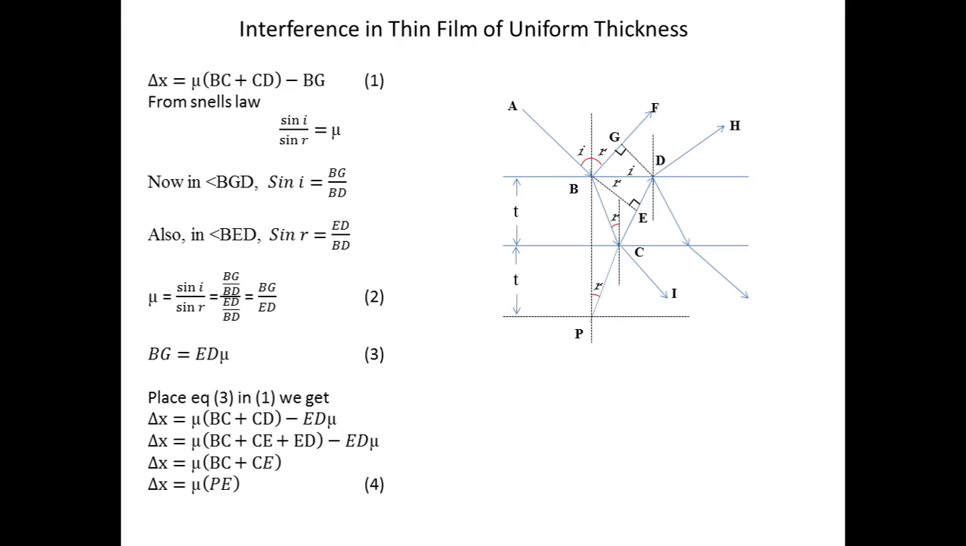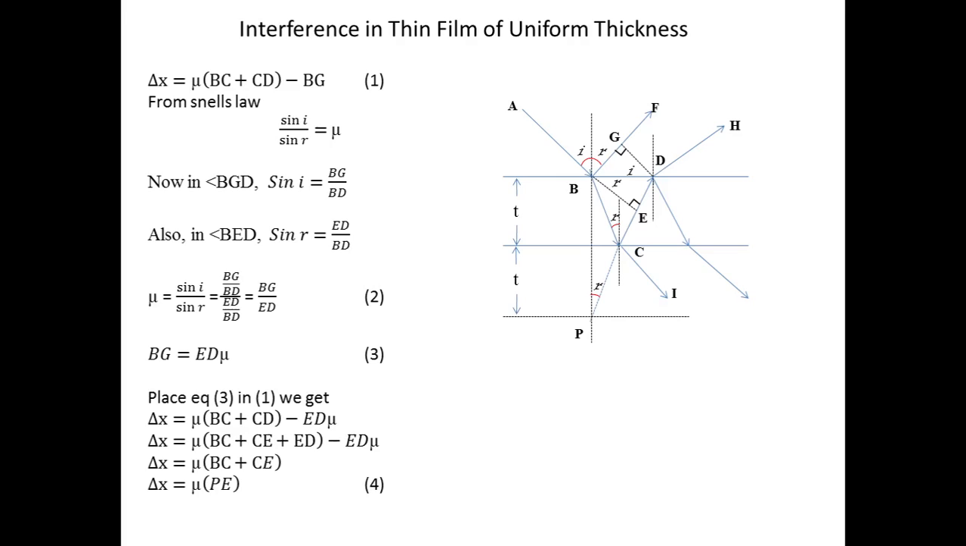In this case, our aim is to calculate the optical path difference between BF and DH, the two reflected light rays. Now, what is optical path difference? It is the difference in the optical path traveled by two rays. As we can see in the figure, up to point B the rays are traveling the same distance. However, onwards from point B, the ray DH is traveling an extra distance of BC plus CD.